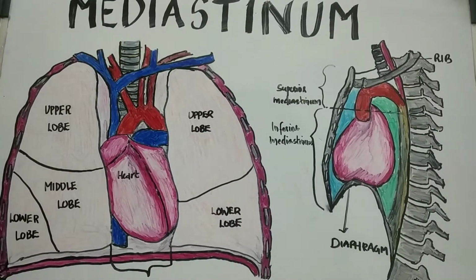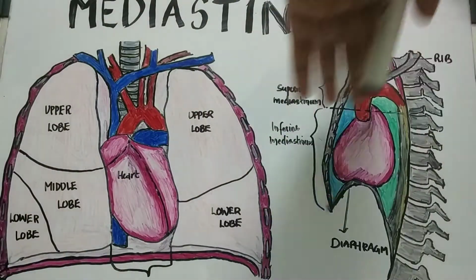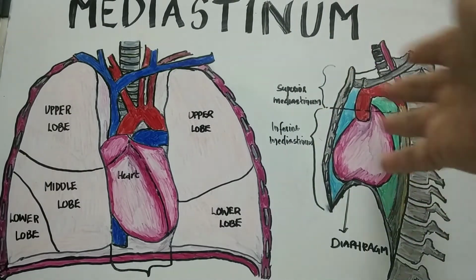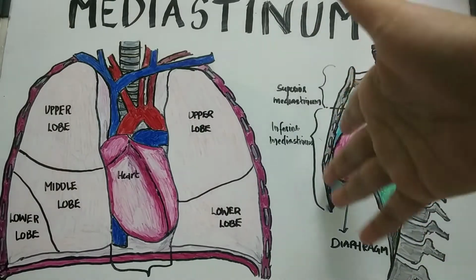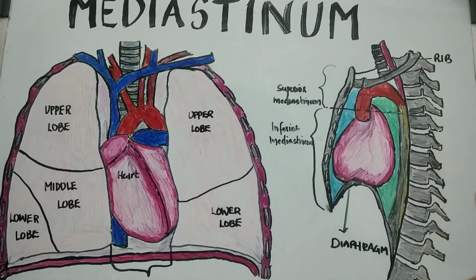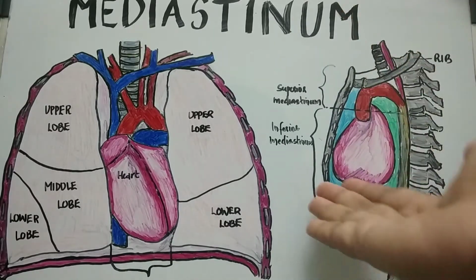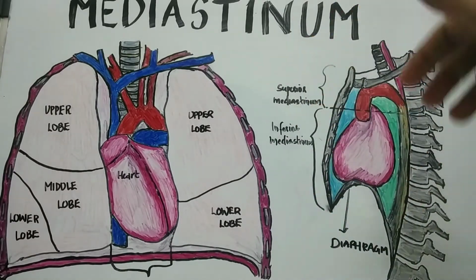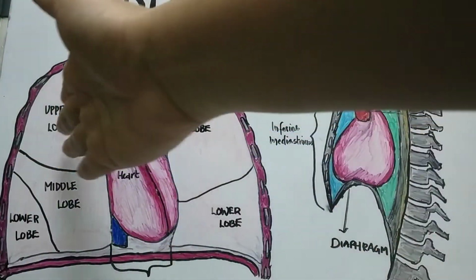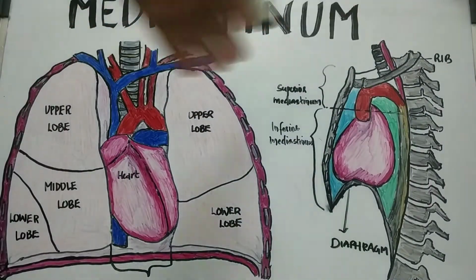First we will discuss the boundaries of the mediastinal space. This is the sagittal view, that is the side view of the thoracic cavity. You can understand the boundaries from this picture. Anteriorly you can see the sternum, posteriorly you can see the vertebral column, superiorly there is the thoracic inlet, and inferiorly there is the diaphragm. These are the boundaries, and on each side there is the mediastinal pleura of the lungs.